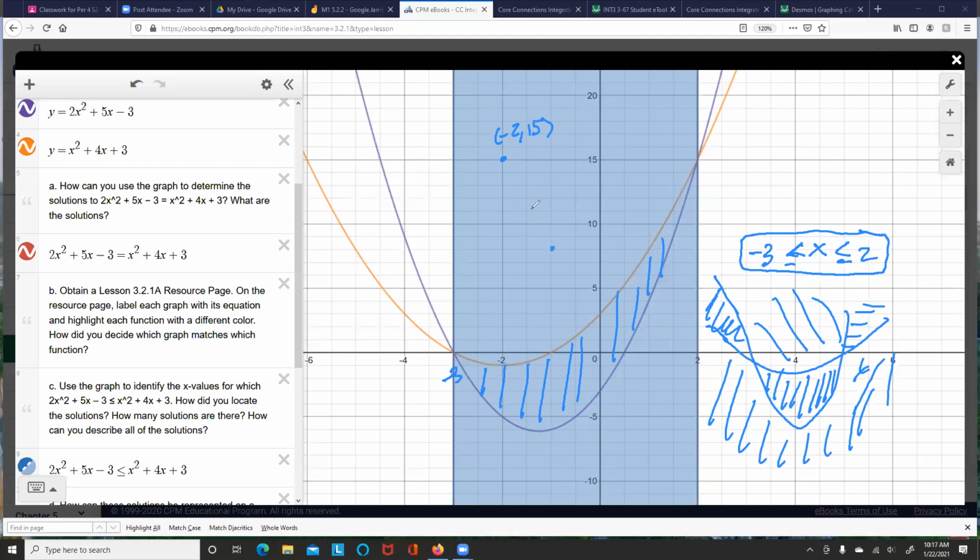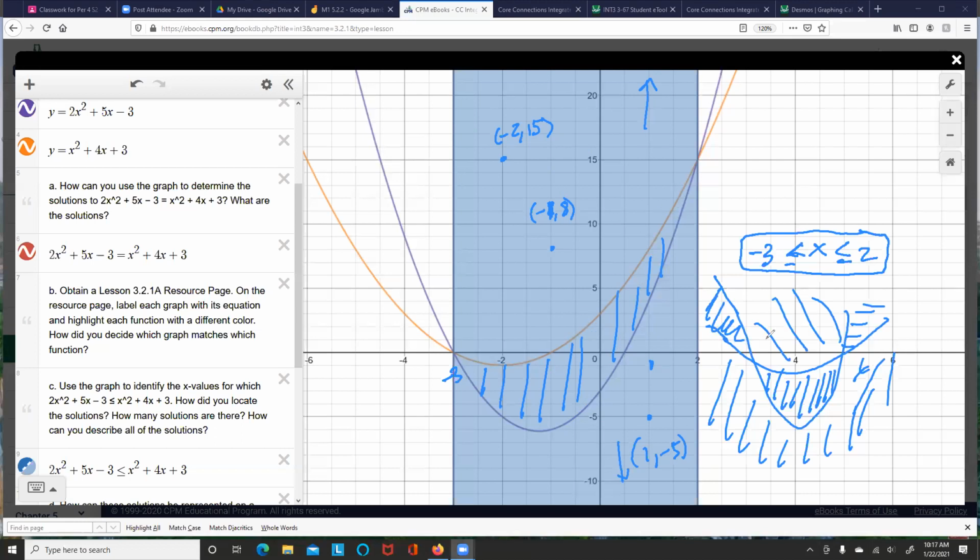This point right here, which is what? -2.8. This is a solution. This is a solution way down here, which is, oh, these are going by 2's. Sorry, that's -1. And this is -2. That's correct. This is a solution right here, which is 1, -5. Okay, so any point in this shaded area is a solution. And of course, it continues up and it continues down forever.